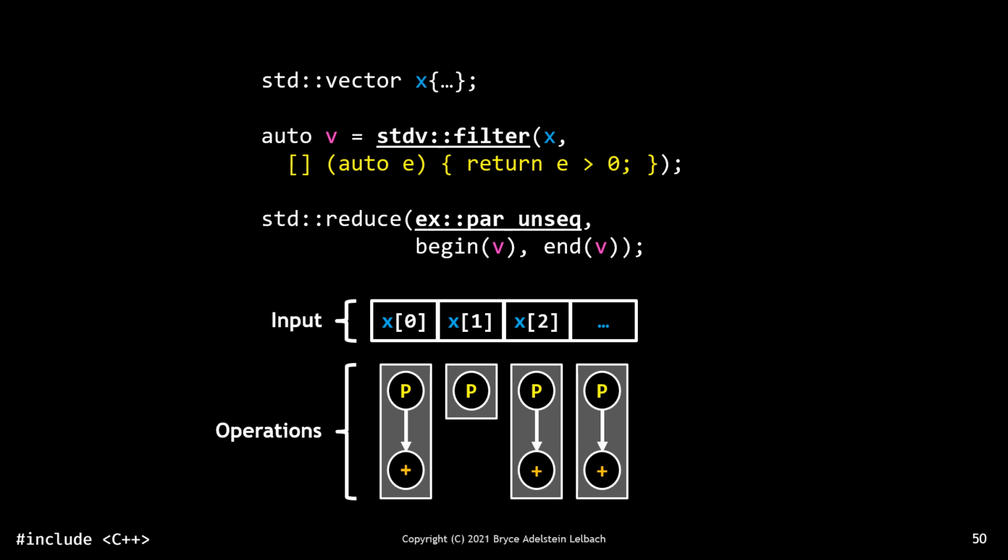Another useful range adapter is filter, which takes an input range and a predicate function and produces a range of all elements of the input for which the predicate returned true. Again, this is done lazily. The predicate isn't evaluated until the elements of the returned range are accessed. Here, we use filter in combination with a parallel reduction to sum only the positive elements of a container.